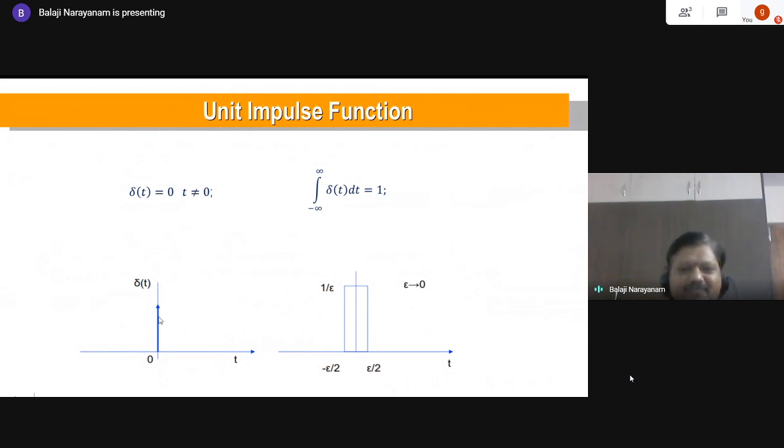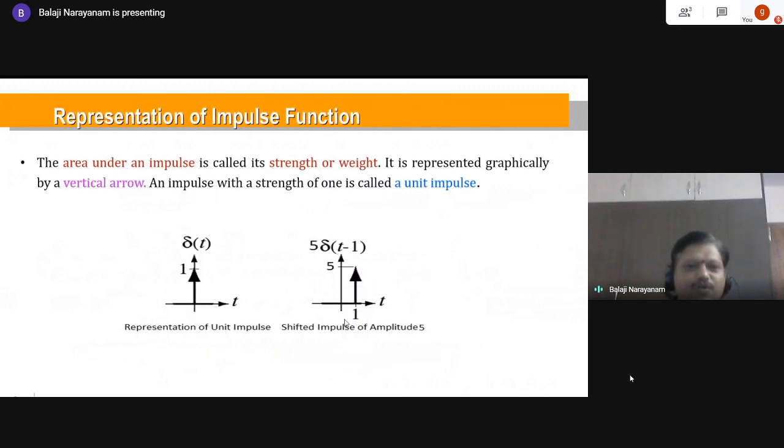The strength of this unit impulse function is shown by a bold line here, which shows the amplitude at t equal to 0. The area under an impulse is called its strength or weight. For example, here we have a shifted impulse of amplitude 5, whereas here it has an amplitude of 1 only.